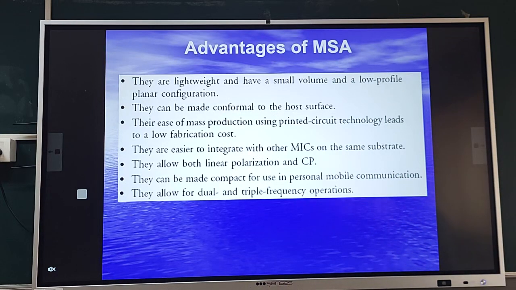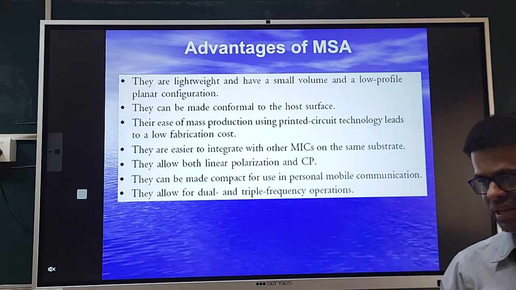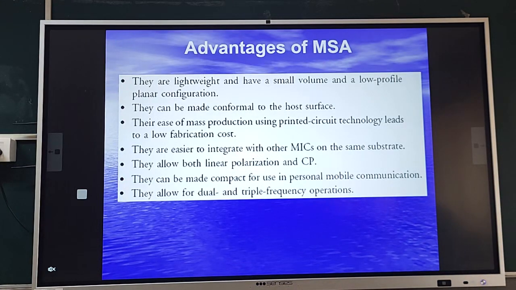The last point I have mentioned is the ease of generation of dual and triple frequency response. Now, why is this required? In fact, this deals with the term frequency agility. What are frequency agile systems? Frequency agile systems are the ones which can operate at different frequencies.